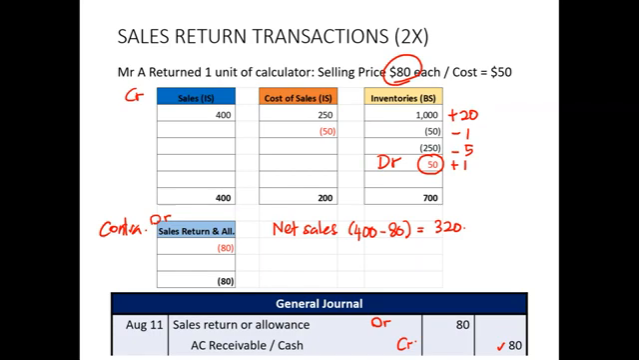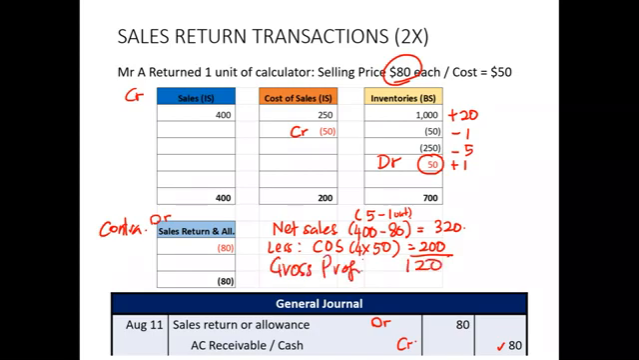What happened to your cost of sales? Your cost of sale will reduce, because your sale reduces, your cost of sale also reduces. So I'm going to credit my cost of sale by 50. This net sales, 400 minus 8, is for 5 minus 1 units, so 4. And then you less the cost of sale. The cost of sale will be 200, this is 4 multiplied by 50. So your gross profit now is 120.